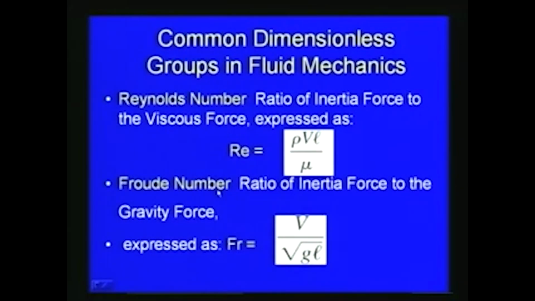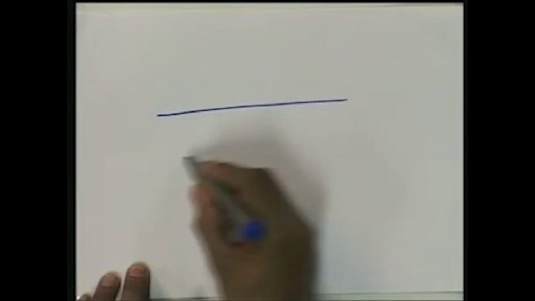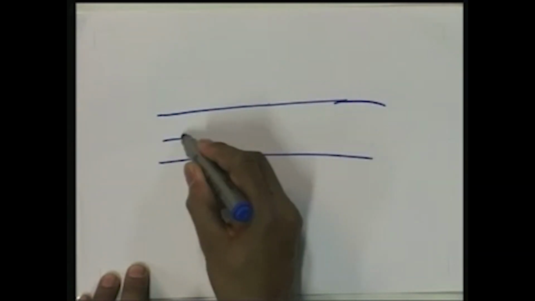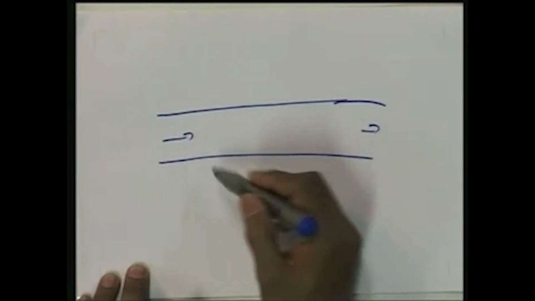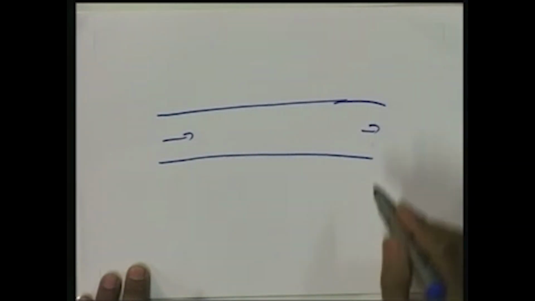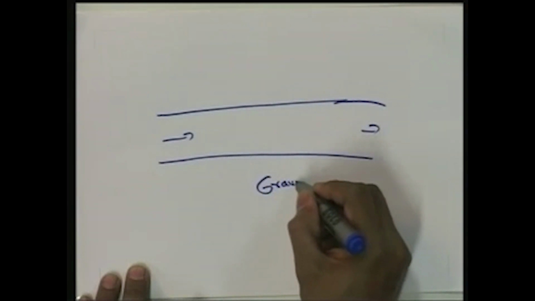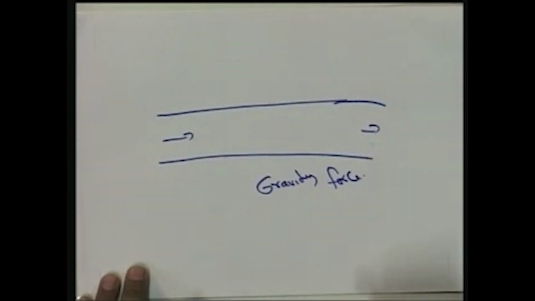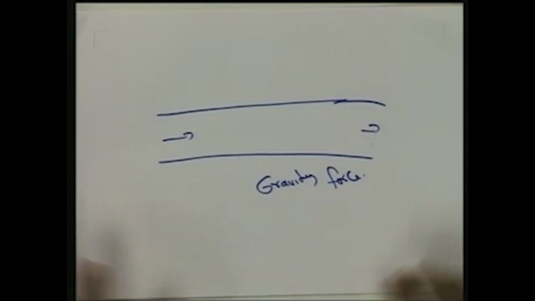The Froude number is the ratio of inertia force to gravity force. Especially in the case of open channel flow, we can see that the fluid flow is governed by the gravity force. For example, if we consider a flow through a channel like this, along with the inertia force, another important aspect is the gravity force. So the Froude number is another important dimensionless group, especially used in open channel flow.